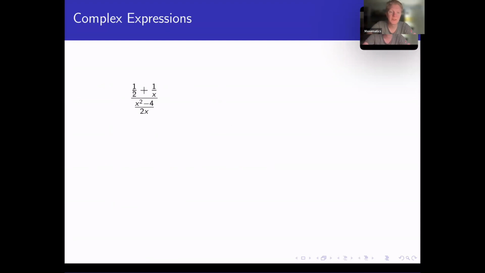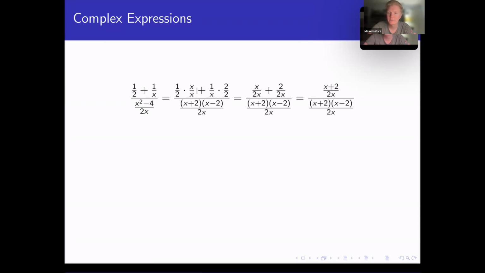So let's say we have 1/2 plus 1 over x, all over x squared minus 4 over 2x. Well, in the numerator, we can combine terms. First of all, find the least common denominator. So 2 times x, we got 2 times x over x. This one needs a 2, so 2 over 2. And x squared minus 4 is x plus 2 times x minus 2.